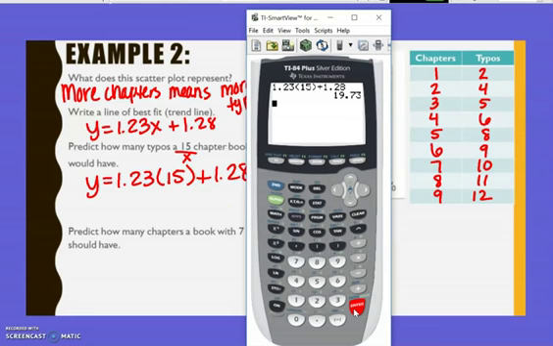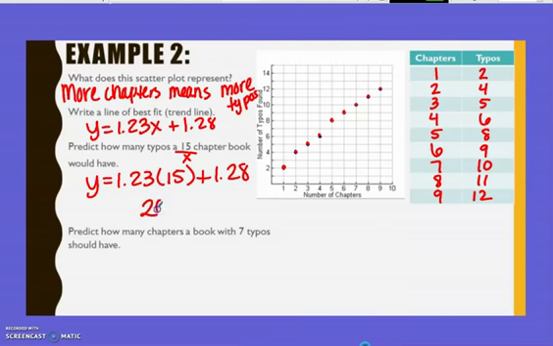Now yet again, if you gave me 19.73, I would count it. But this is talking about typos. You can't have 0.7 of a typo. It doesn't work that way. So I'm just going to round up to 20. So you can have 20 typos. But if you put 19.73, I'd count it. Just know what makes sense in the real world.